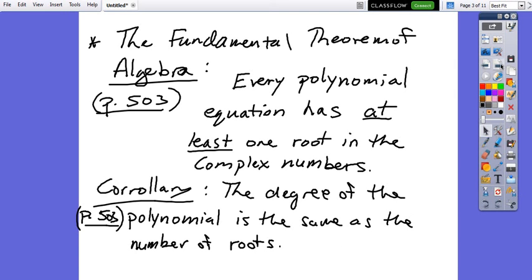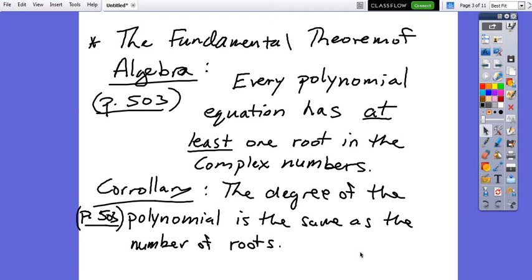All right. In order for us to know what we need to know, do what we need to do, we need to understand the fundamental theorem of algebra. This is on page 503 of your book. So I'll let you copy this down. Okay, so what I've done here is I have given you the shorthand version of what these theorems are. Okay, I've given you the everyday layman's terms. So the fundamental theorem of algebra basically says that every equation has at least one root in the complex numbers.